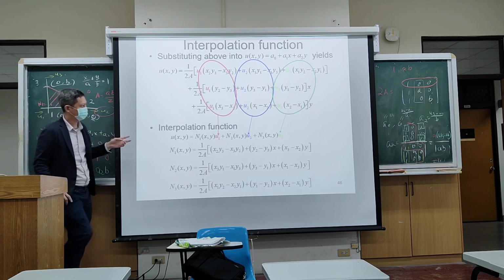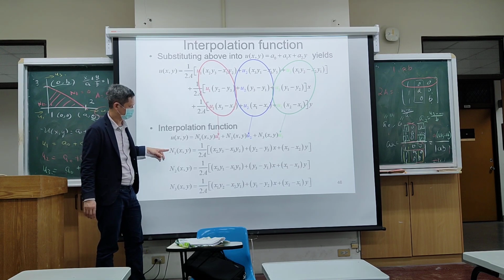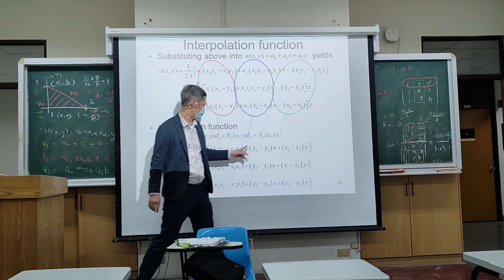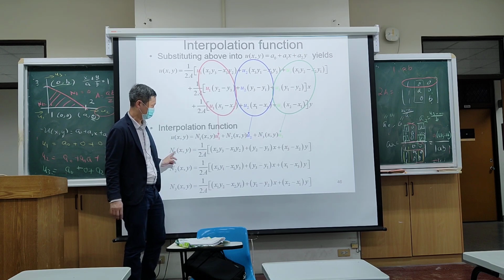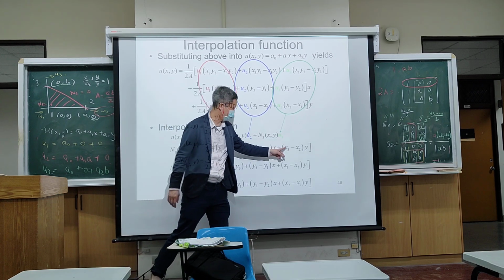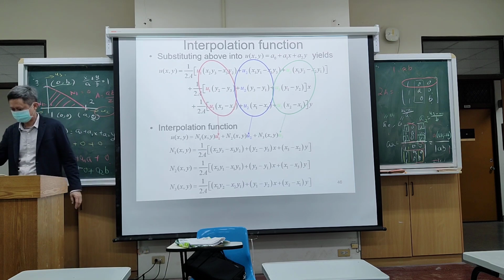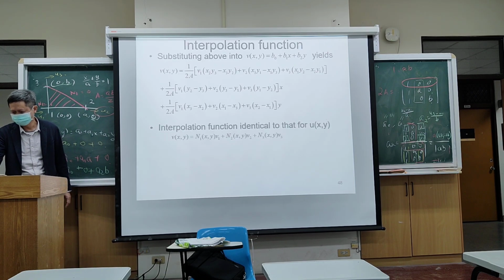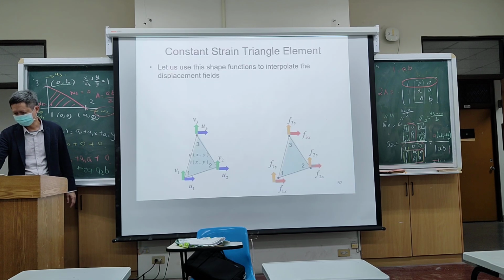So remember the shape function? If you want to find shape function 1's gradient with respect to x, this is y2 minus y3 divided by 2A. Del N1 del x is this coefficient. Del N1 del y is then x3 minus x2. So this shape function is there, you can obtain it.